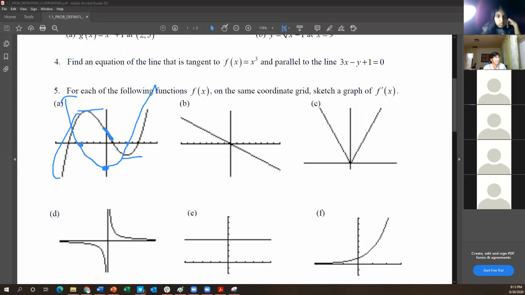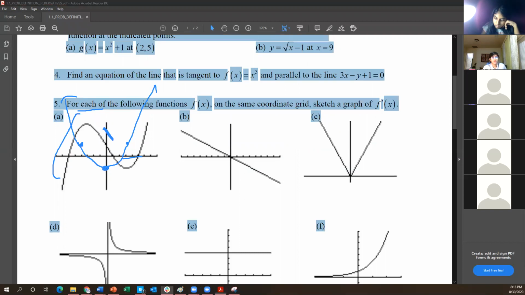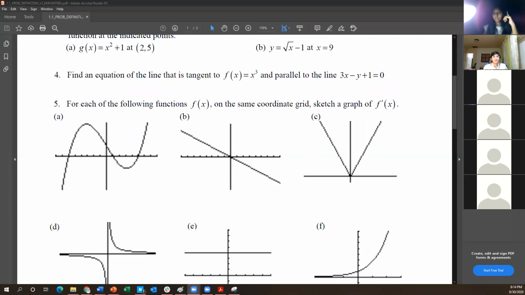For number 4, how would you find the parallel line? Okay. I get how to do the tangent. Sure. So, equation of the line that is tangent to f of x equals x cubed. So we know that f prime of x equals 3x squared, right? The equation of the line that is tangent to that and parallel to y equals 3x plus 1.